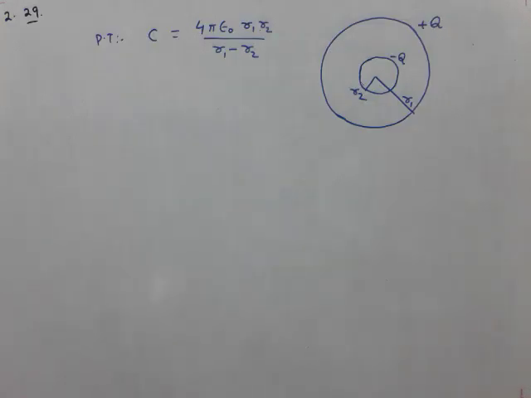Next I would like to discuss question number 29, 2.29 of the additional exercise. This is regarding a spherical capacitor. I am reading the question for you. A spherical capacitor consists of two concentric spherical conductors held in position by suitable insulating supports, so that the capacitance of a spherical capacitor is given by this formula: 4 pi epsilon naught R1 times R2 by R1 minus R2, where R1 and R2 are the radii of the outer and inner spheres.